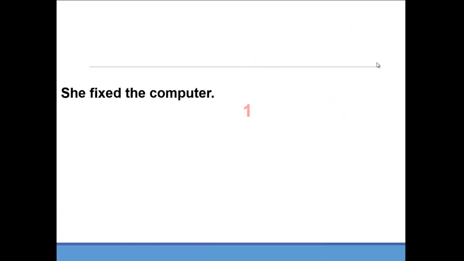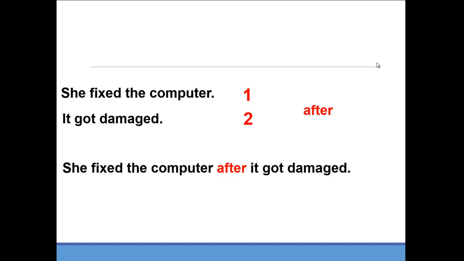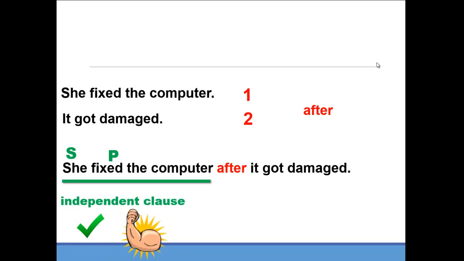Excellent. She fixed the computer, it got damaged. Let's join the two parts with the conjunction after. She fixed the computer after it got damaged. Let's check this part. She fixed the computer. She is the subject. Fixed the computer is the predicate. Can you use this part alone? Yes, you can. So this part is called the independent clause.